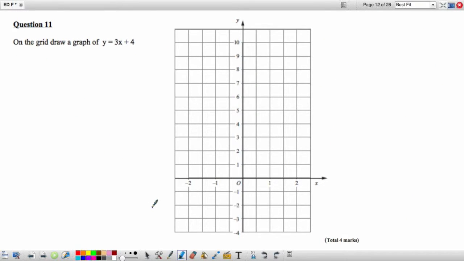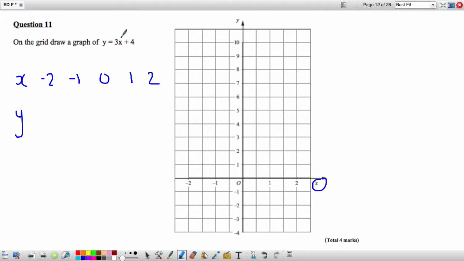Question 11. On the grid, draw a graph of y equals 3x plus 4. So first, if we look at our x-axis here, we can see we go from -2 to +2. So we're going to substitute in here x, -2, -1, 0, 1 and 2. We then need to find our corresponding y value. It's often easier to start here with 0.